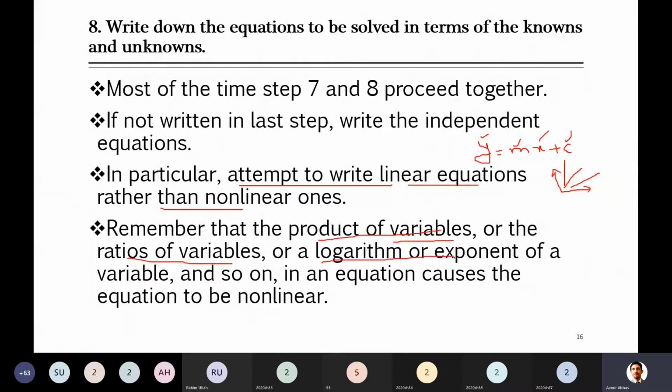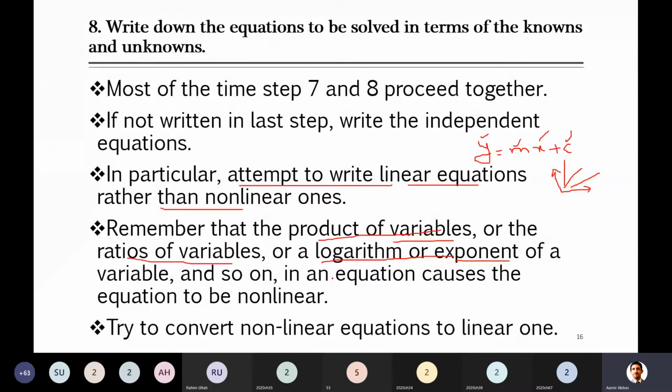You guys know that if something is in the form of a logarithm or exponent, that's also considered a non-linear equation. When we are solving a problem, it is actually easier to solve a linear equation as compared to a non-linear equation. So while you write the equation, it's better to convert it to some linear form. Otherwise, you can still proceed with the non-linear form, but if it is converted to a linear form, it's easier to solve.